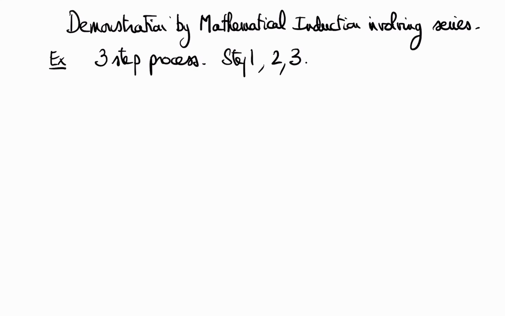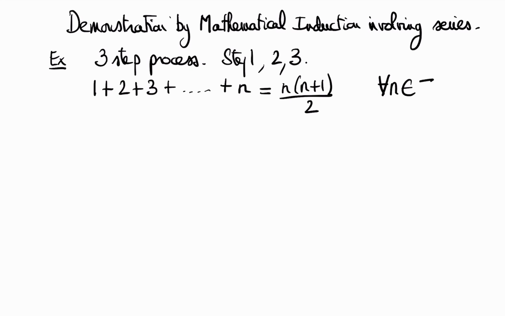We want to demonstrate that if I add 1 plus 2 plus 3 plus up to the value of n, this would be the same as doing n times n plus 1 over 2, and that we want to show that this is valid for all n belonging to Z, n greater or equal to 1.